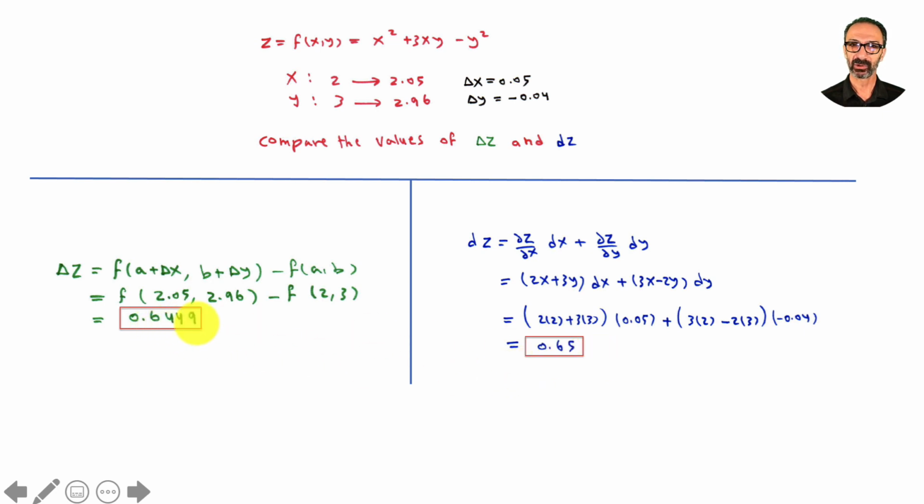Why are they close? Because the point that we are using is close to the original point. We're going from 2 to 2.05, from 3 to 2.96. That's a little bit of a difference.